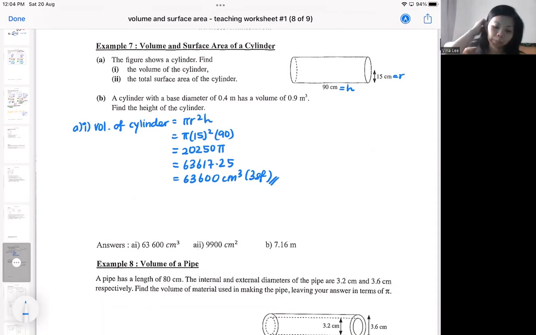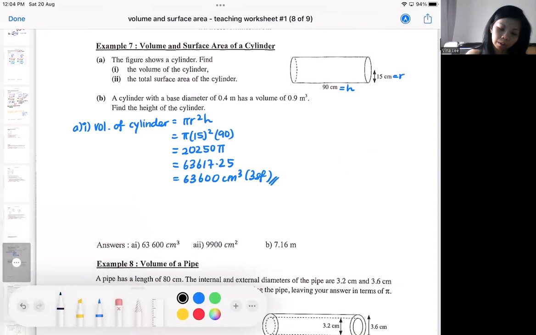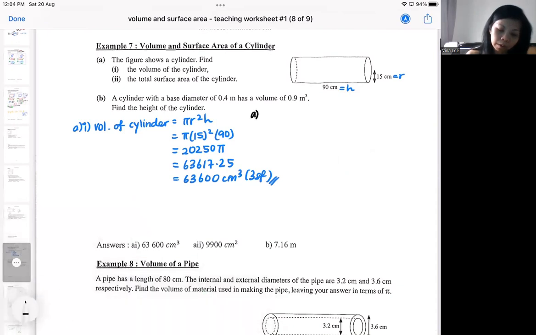Okay, then we explore the surface area, the total surface area. For the total surface area, we have the top and bottom, which contribute the 2 pi r squared. And we have the curved surface area.